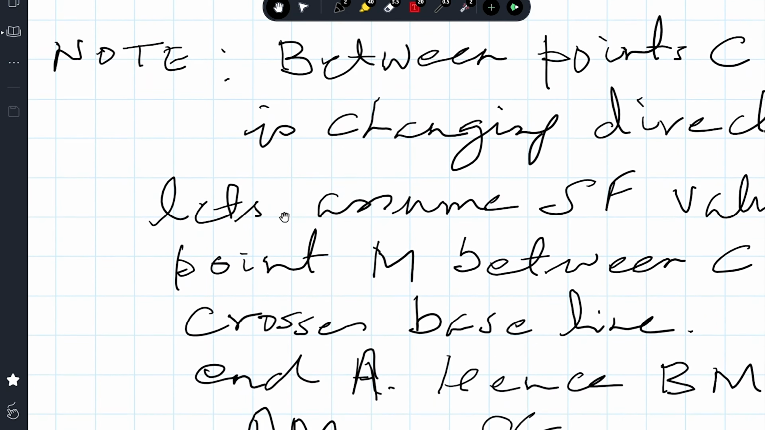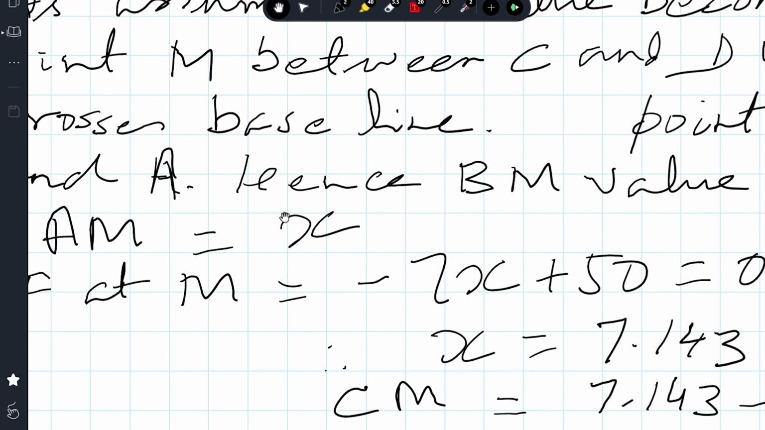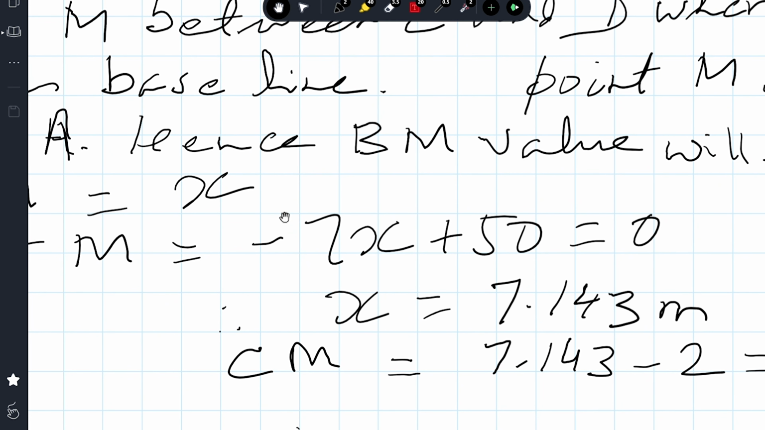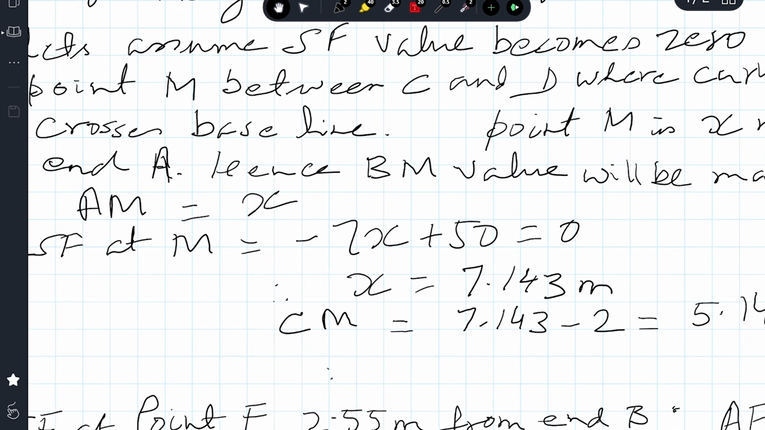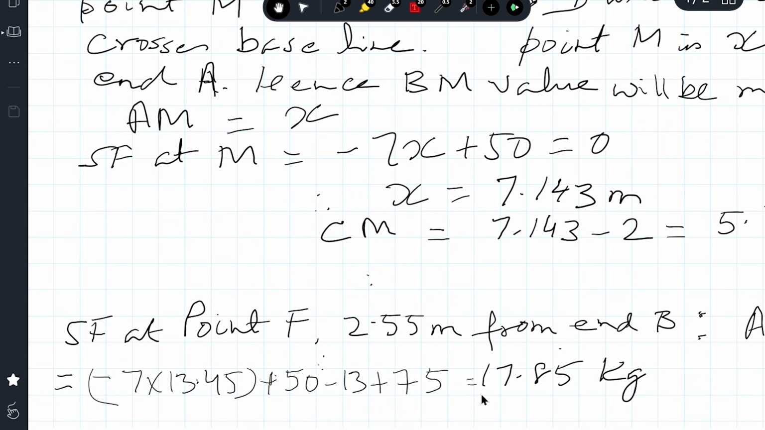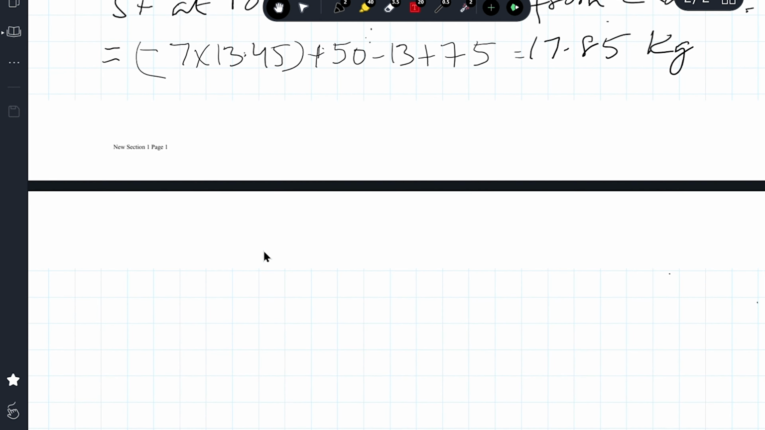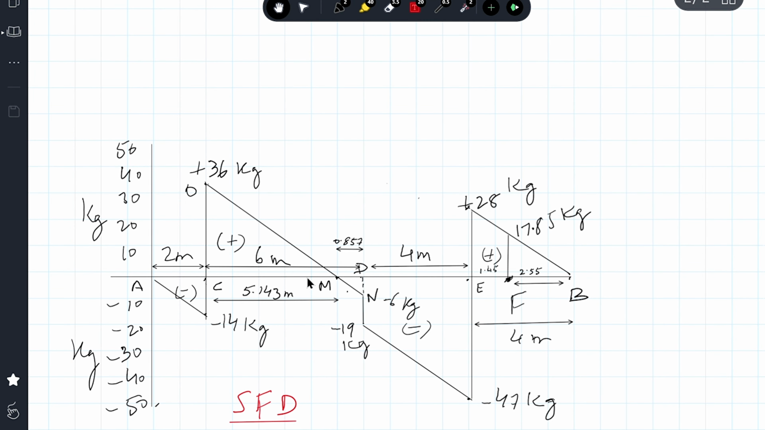So when I equate it to zero, minus 7X plus 50 is equal to zero. X value I get 7.143. This is the distance of this point M from end A. Okay, here is this point M where SF is becoming zero.